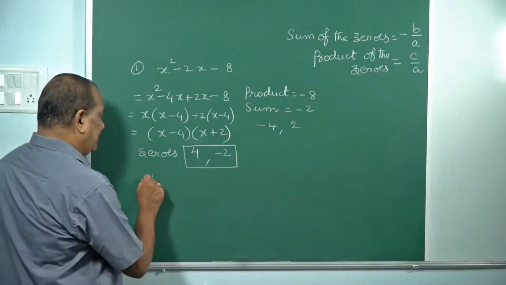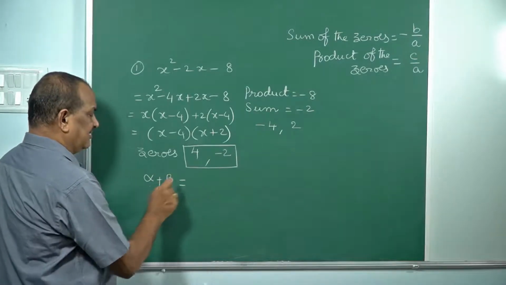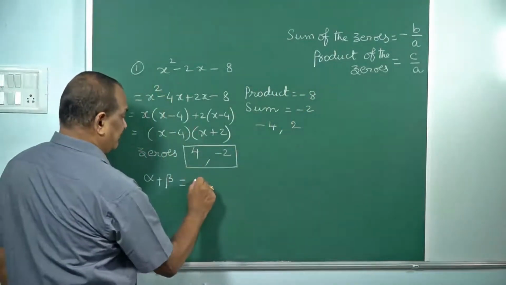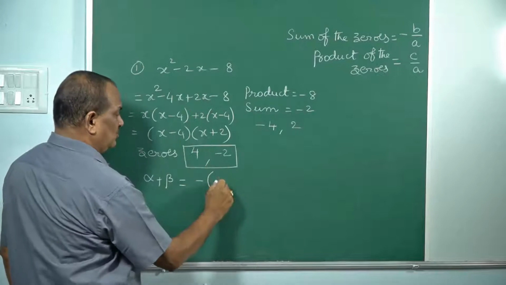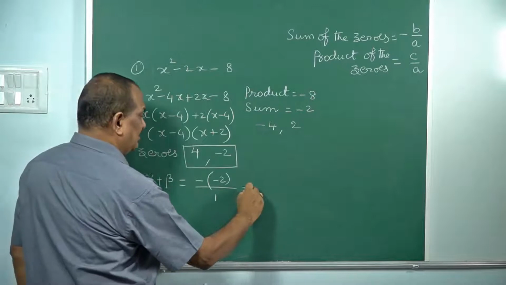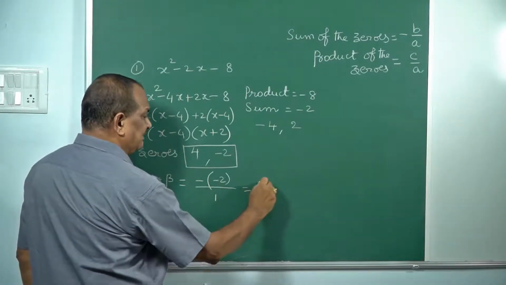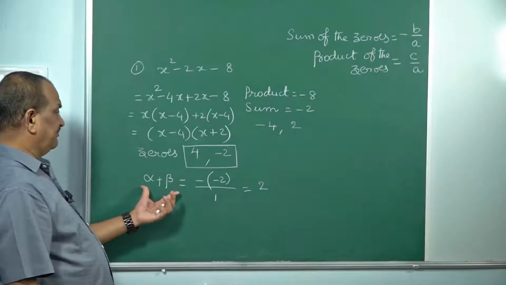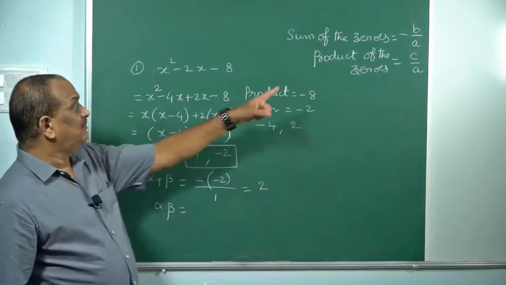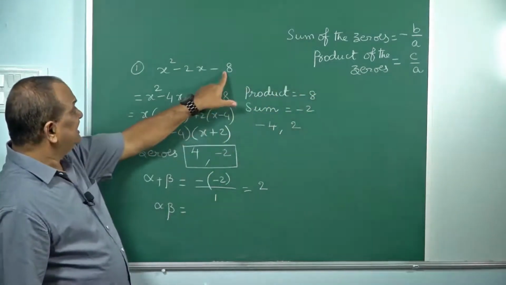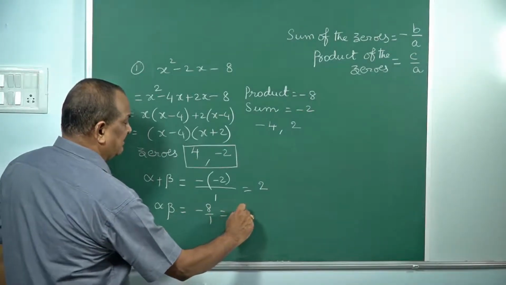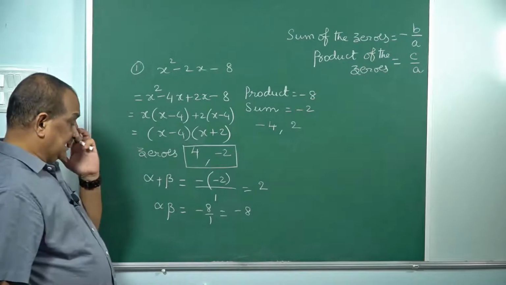Now, how do we get the sum of the zeros? We have a formula for that, minus b by a. Minus of b is minus 2, by a is 1. So minus of minus is plus 2, you got. This is the sum of the zeros. Now you want the product of the zeros. The formula we have written there is c by a. C by a is minus 8 by 1. That is minus 8. Now let us just check.